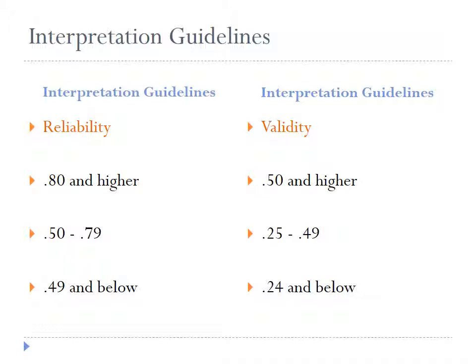Now, if we come over to validity, you see that anything above 0.5 is considered very good. Between 0.25 and 0.49 is okay. And below 0.24 is weak. So the scales for determining sufficient use are different for reliability and validity. And as we said before, validity is never going to be higher than reliability.